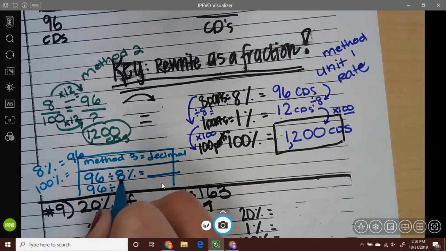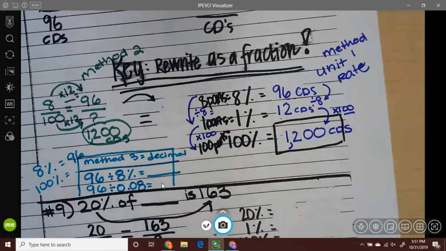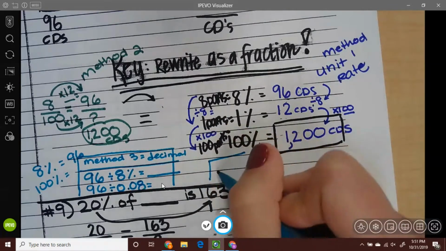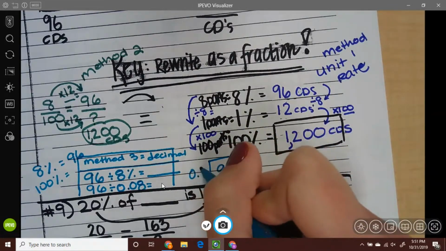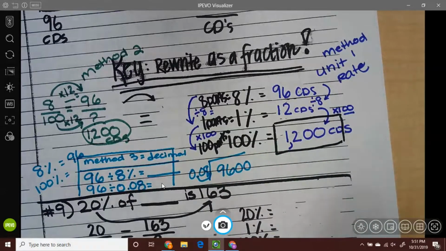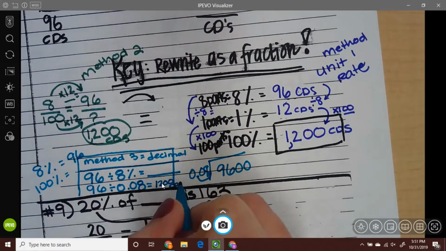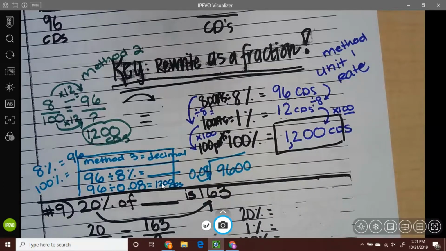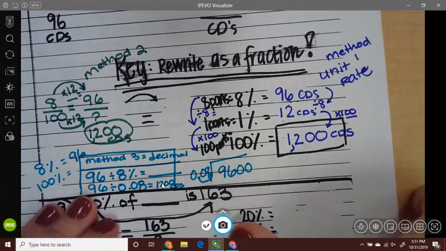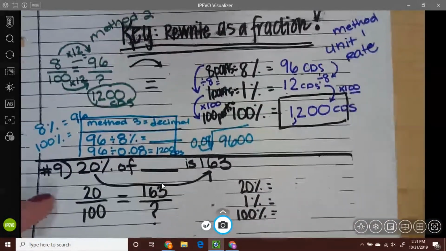0.08, and you can do it on your calculator if you'd like, or you can do long division. You guys know how to do both. You just have to multiply to get rid of the decimal in my divisor. So 96 divided by 0.08 would be, ta-da, 1,200 CDs. It works either way. Okay, you can practice this one for extra practice if you'd like, but again, you can do it any of the 3 method ways.